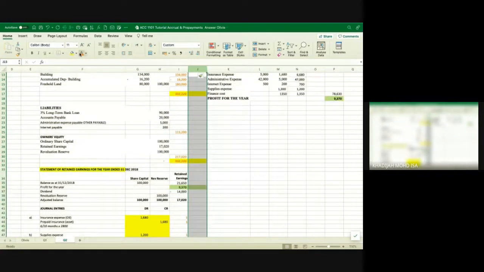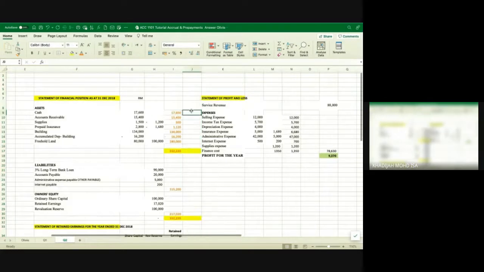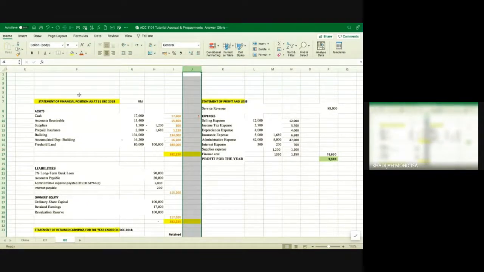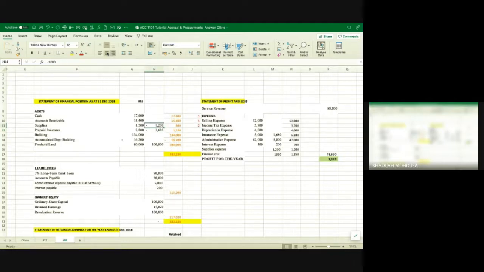This one is red. Let me show you. Right, this one is one tick because there's no adjustment. Okay, this is one, but this is two. Why two? Because there are adjustments here. Whenever you have adjustment, there will be two ticks there.